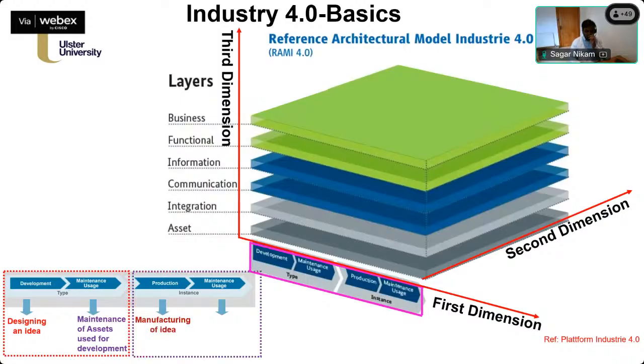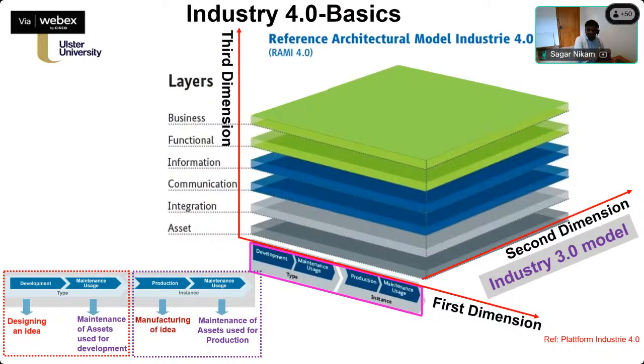When it comes to production, it's the manufacturing of the ideas that have already been designed in the previous stage. And once we use some asset for manufacturing, maintenance usage is maintaining that particular asset at the level of a digital technology. The second dimension is the Industry 3.0 model. Each industry model, like 1.0 or 2.0, is built on its previous model. Industry 4.0 is going to build on the Industry 3.0 model. So that's the second dimension of the model.